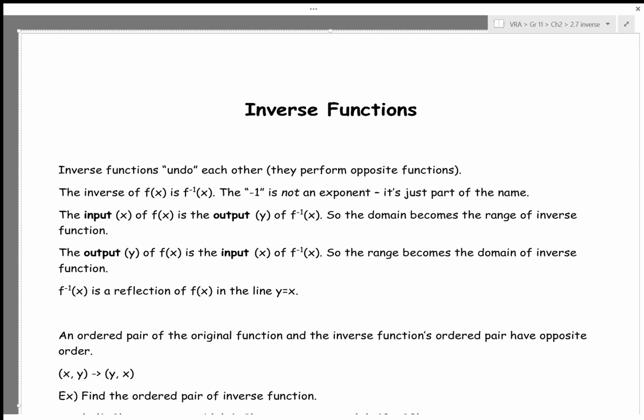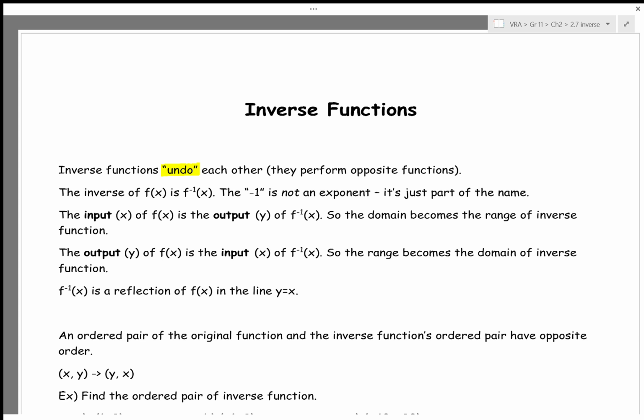So what it means by inverse is that inverse functions undo each other, meaning remember the x is the input, y is the output. Whenever you plug numbers into the x, whatever the result from that is your y. Now you're doing the reverse process of it, okay? So that's what I mean by undo each other.